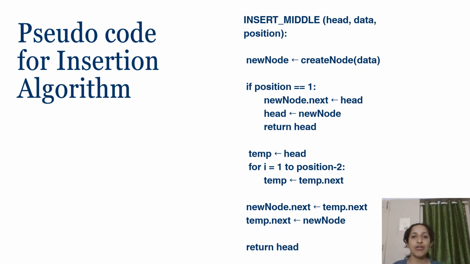If we look at the pseudocode for insert middle, you can see the logic in action. If the position is 1, we simply make the new node the head. For middle positions, we use a temporary pointer called temp to walk through the list. We loop from the start to the position right before our target. Once there, we adjust the pointers. New node next takes over temp next, and temp next is updated to point to our new node. This effectively slots the student into the list.